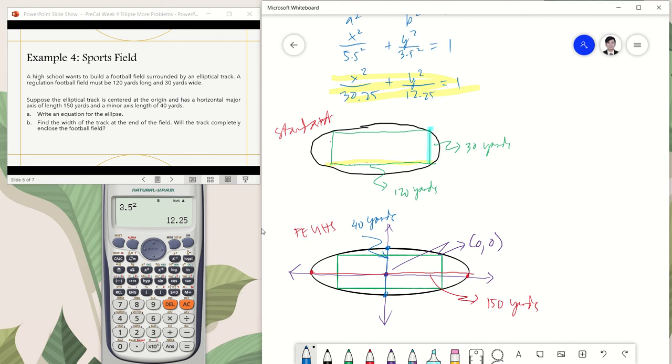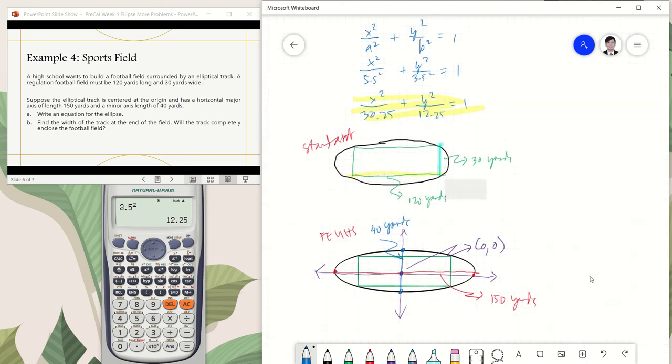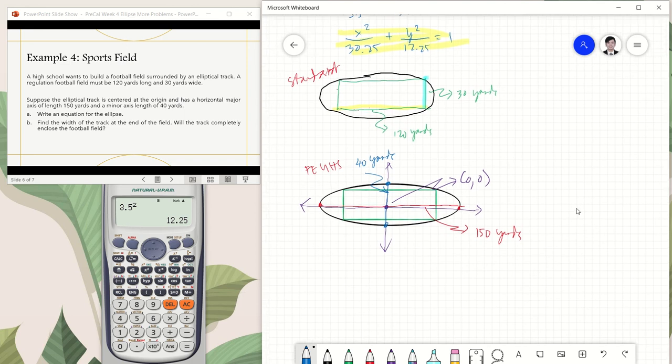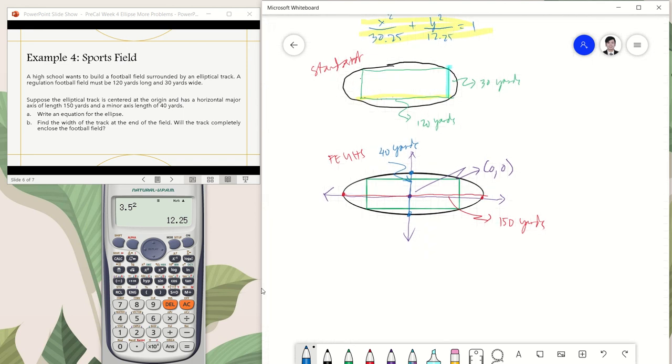Okay, so our first task, we're asked to find the equation of the ellipse given to us. We can actually get the a and the b already. We know that 150 yards is our major axis because it's longer than the 40.